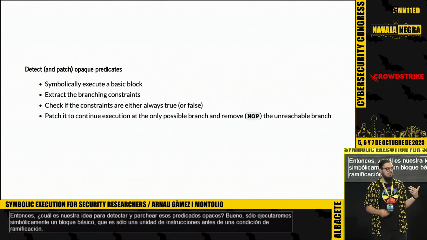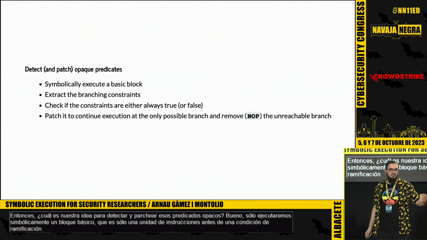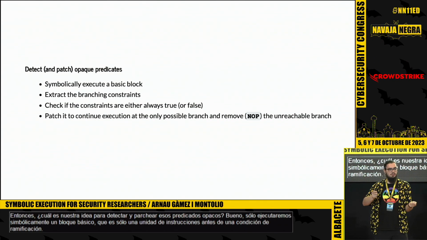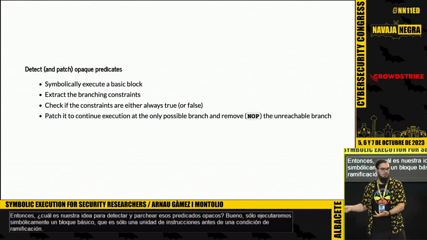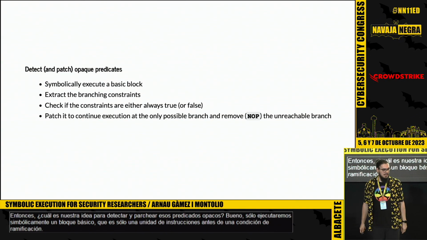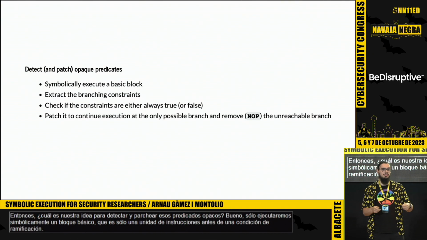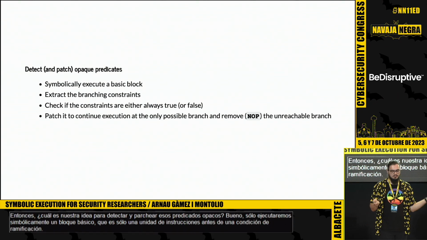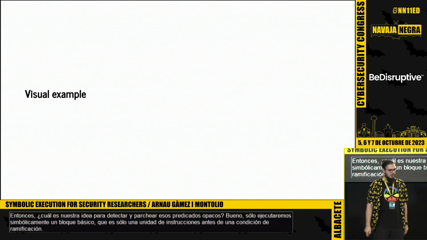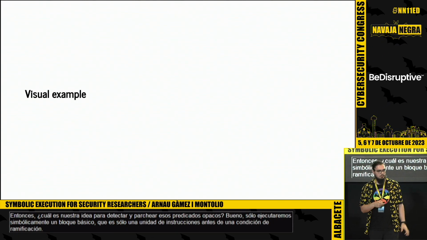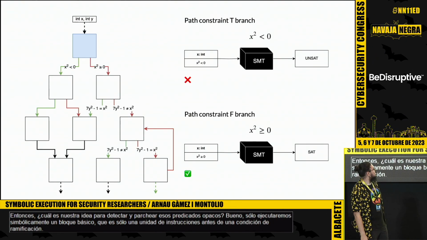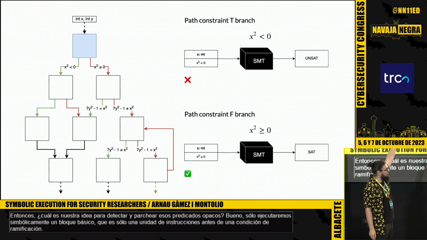So check, hey, is it possible to have an input that goes to this branch? If it's not possible, that means that this branch cannot be reached. And if that is the case, we just patch it out. We can copy it or change the conditional jump to an unconditional jump, whatever. For a visual example, I made some diagrams. We start with some control flow graph.